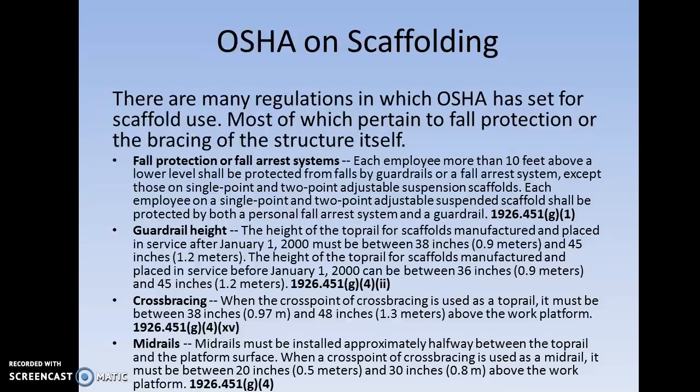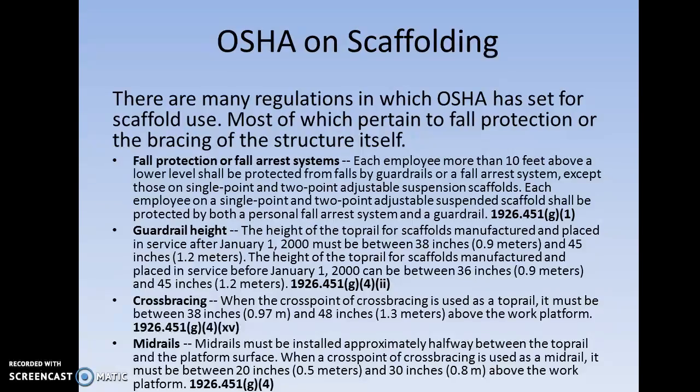OSHA on scaffolding. There are many regulations which OSHA has set for scaffold use, most of which pertain to fall protection or the bracing of the structure itself. Fall protection or fall arrest systems. Each employee more than 10 feet above a lower level shall be protected from falls by guardrails or a fall arrest system, except those on a single-point and 2-point adjustable suspension scaffolds. Each employee on a single-point and 2-point adjustable suspended scaffold shall be protected by both a personal fall arrest system and a guardrail.